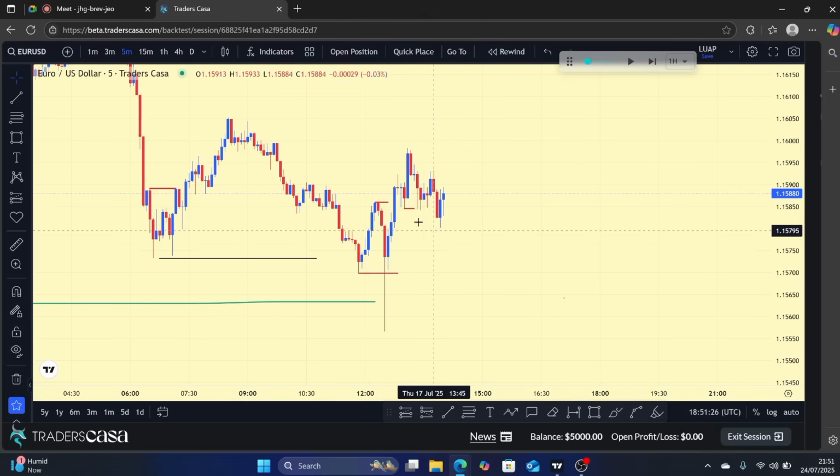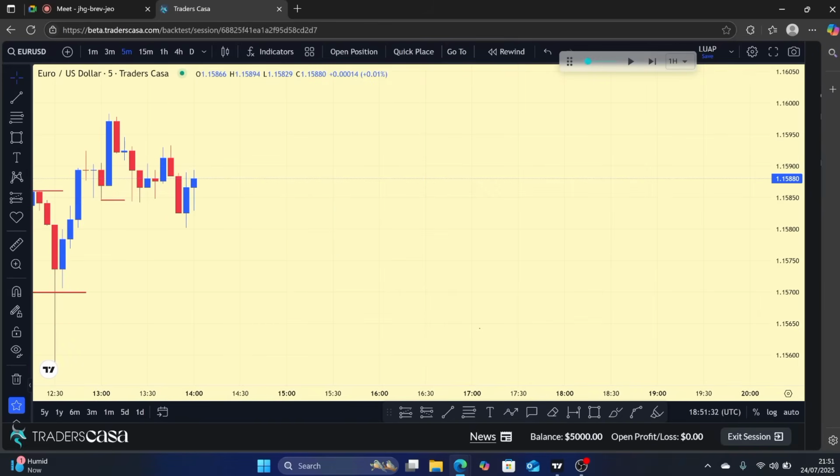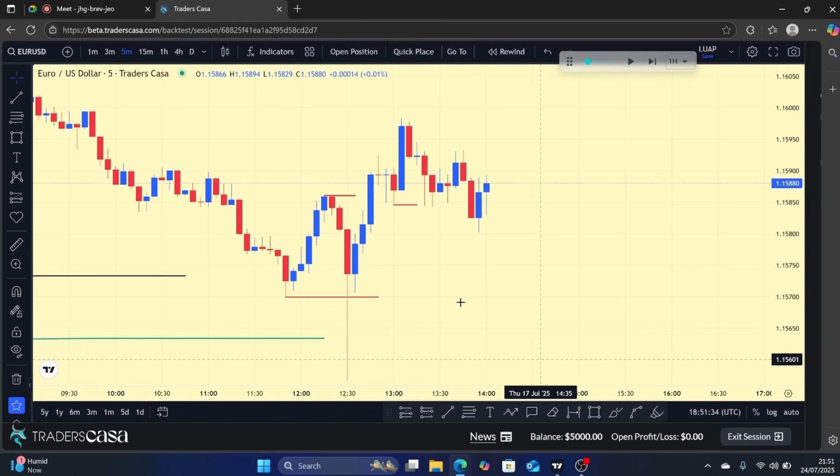So right here you can clearly see this is the inducement, and in this case this is not a valid sweep. Let me zoom so that you can clearly see this is not a valid sweep. I said for the candle that sweeps the inducement, we need to see that price does not close below that low, and you can clearly see this bullish candle closed below that low, so that's not a sweep.